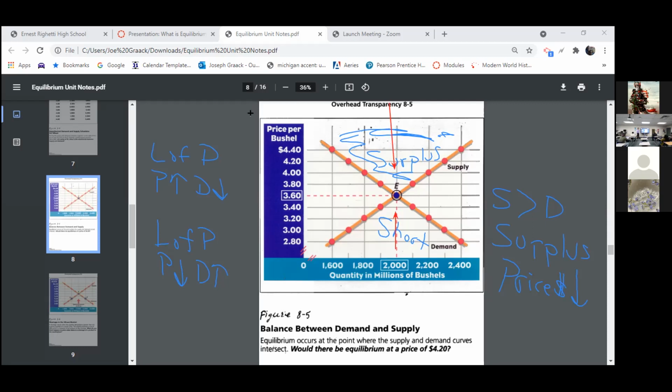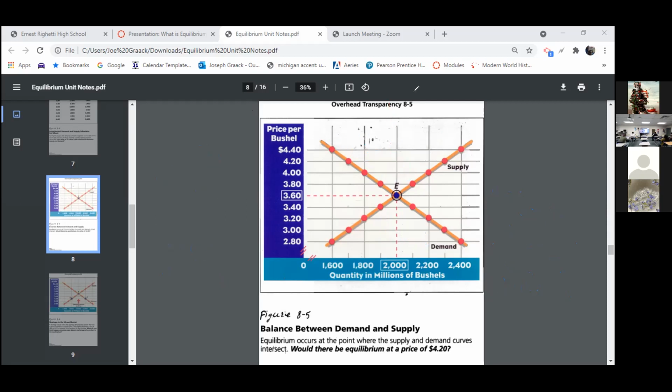So that makes sense, right? If you have an area, let's say that you have an area up here. Anywhere above equilibrium, supply is more than demand, right? And that's going to be a surplus. When you have a surplus, price is going down. You're going to have the force of price go down.